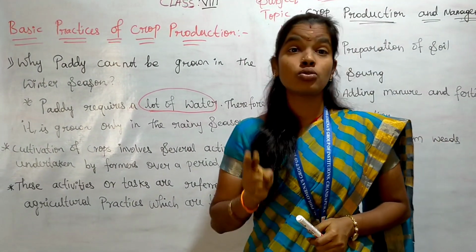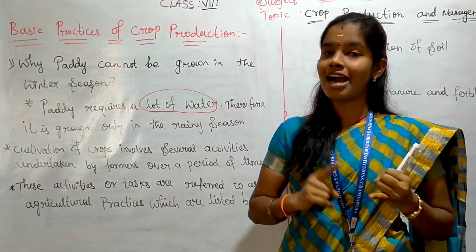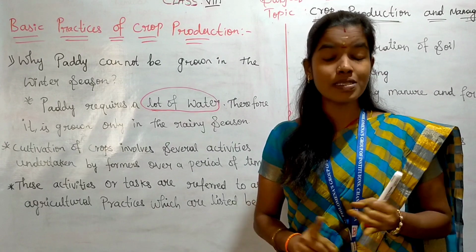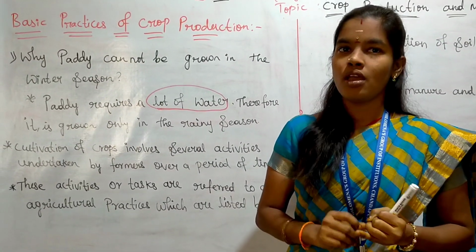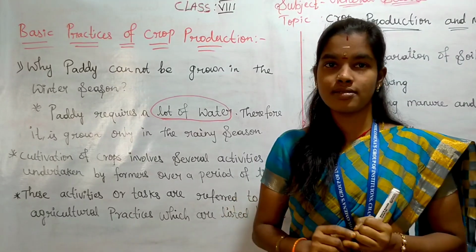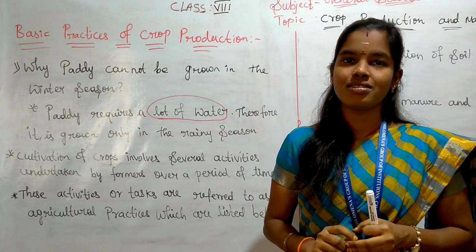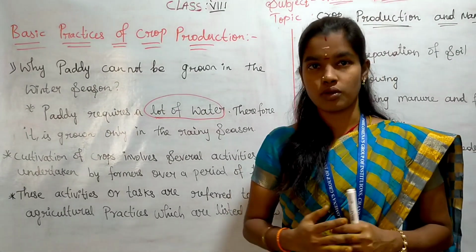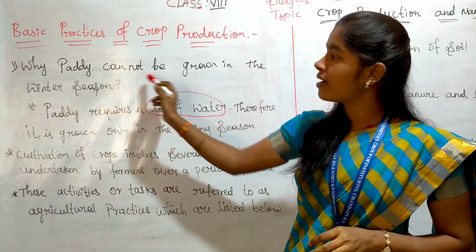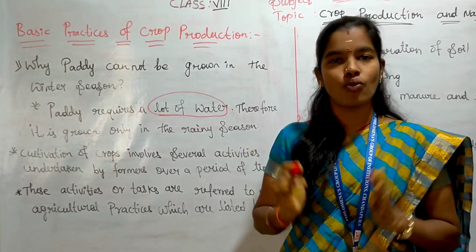We have discussed two types of crops classified based on their season: kharif crops and rabi crops. Kharif crops are sown in the rainy season, which requires a lot of water. Rabi crops are grown in the winter season, which requires less water compared to kharif crops. That's why paddy cannot grow in the winter season: paddy requires a lot of water.